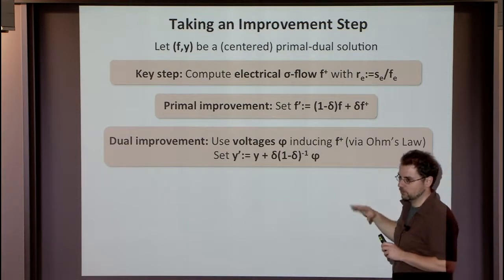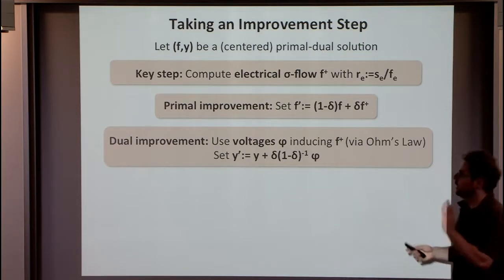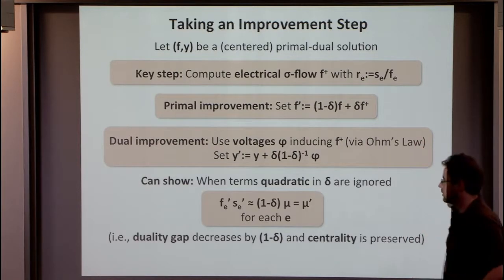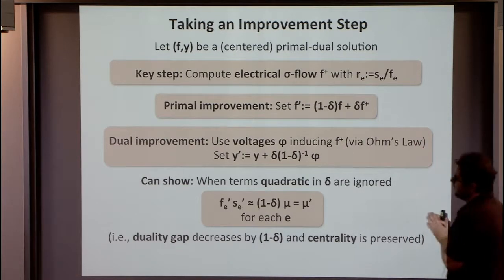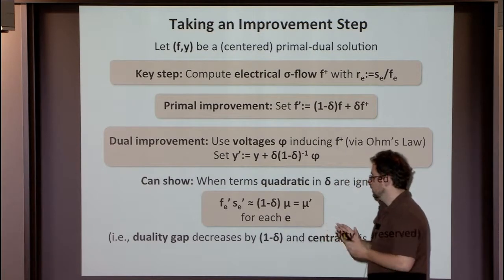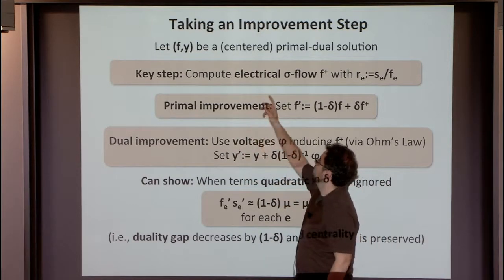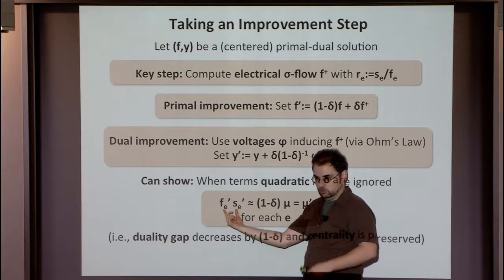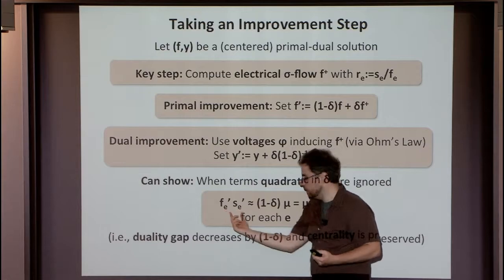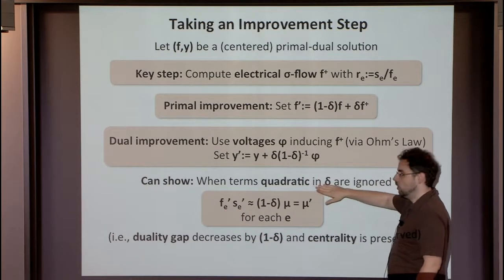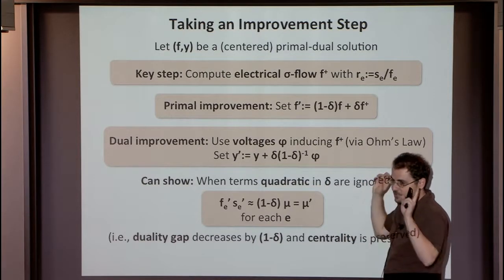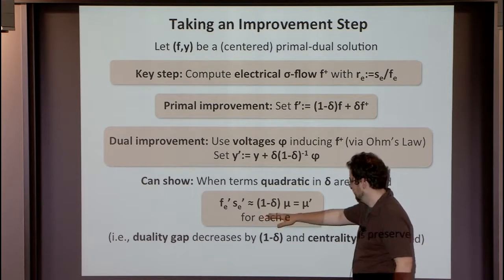Modulo some step that I will not talk about, morally this is all that our algorithm is doing. And so why does it work? One crucial thing about this update step is the following: after I update my primal and dual solution, I look at the corresponding contribution of an edge to the duality gap. If I ignore all the terms that depend quadratically on delta, then magic happens. It's magic again, but magic happens.